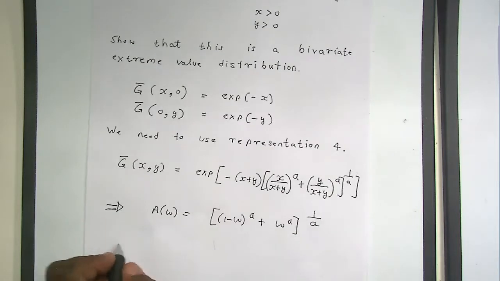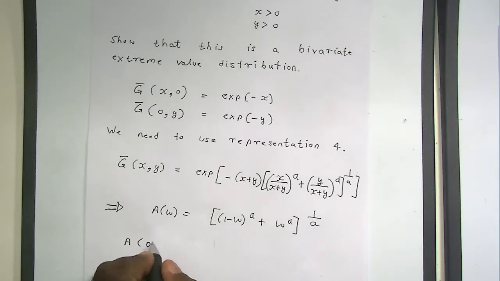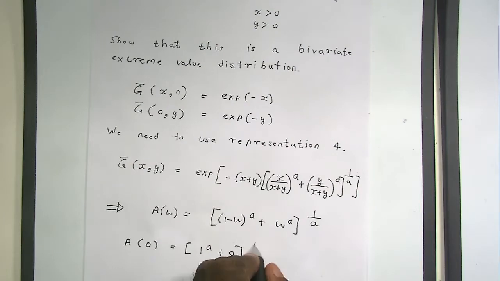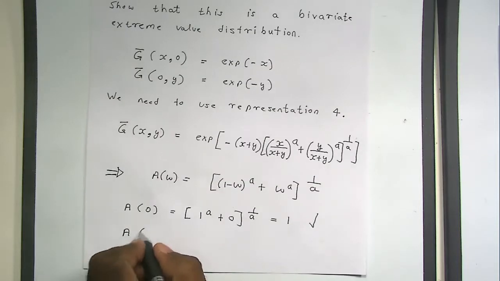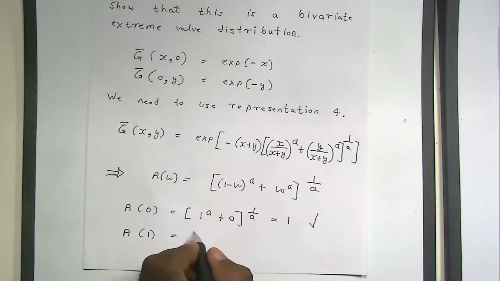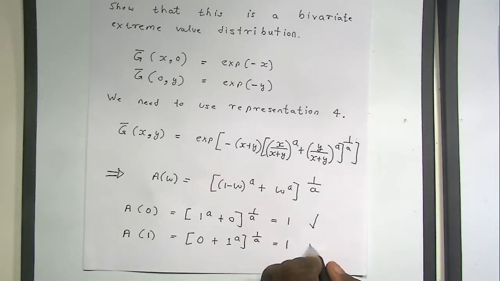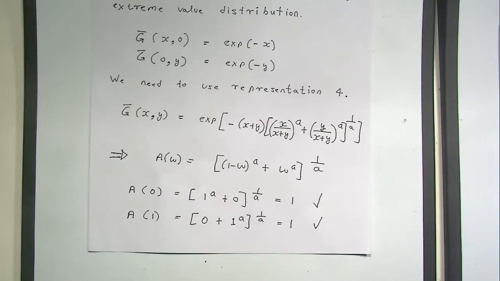So let's see how we can check. Condition 1, A of 0: if you put omega equal to 0, you get 1, right? And the second condition is A of 1. If you put omega equal to 1, you get this. Is that clear? So we are done with the first two.